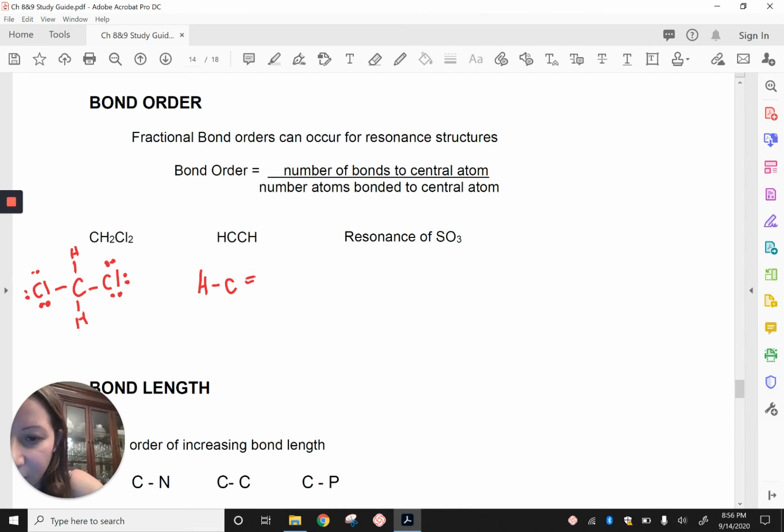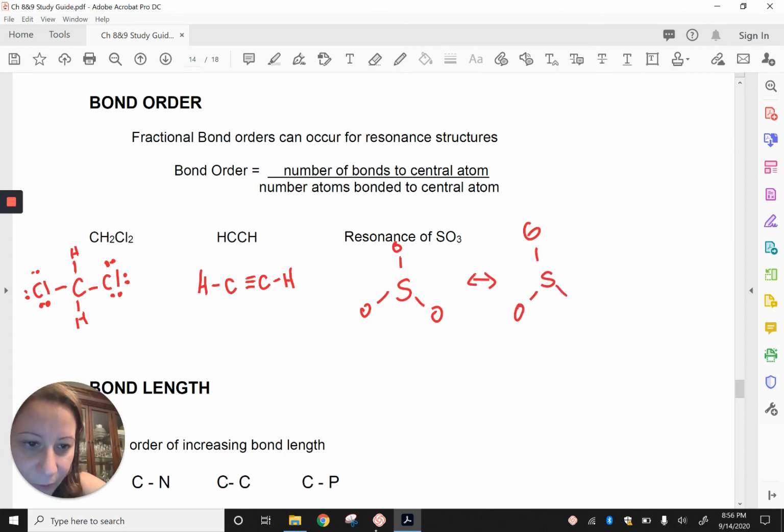HCCH looks like this with a triple bond in the middle. And then SO3 has resonance, so we have actually 3 resonance structures. So I'm going to draw 3 of those. That's an O there. And so in my 3 resonance structures, I could have my double bond here, here, or there. And then you put in all your lone pairs.